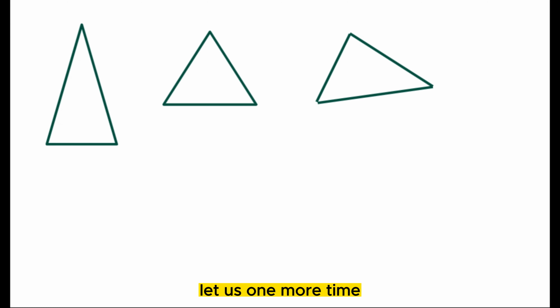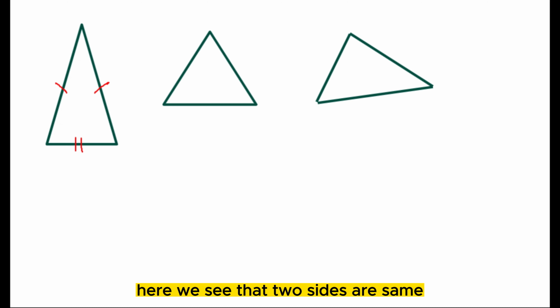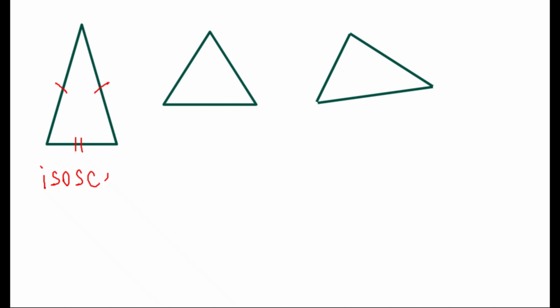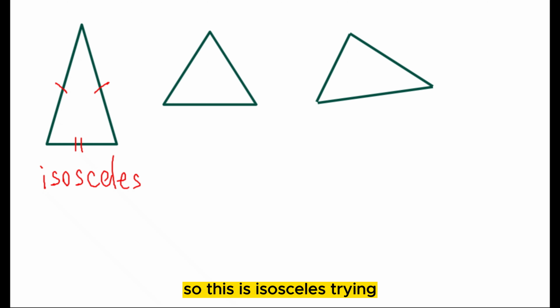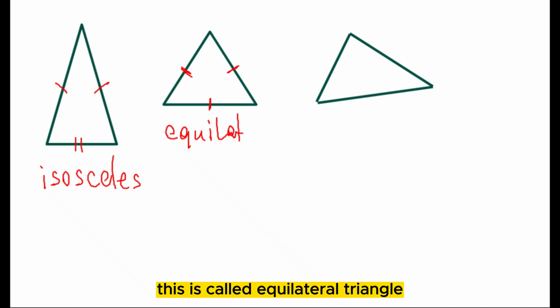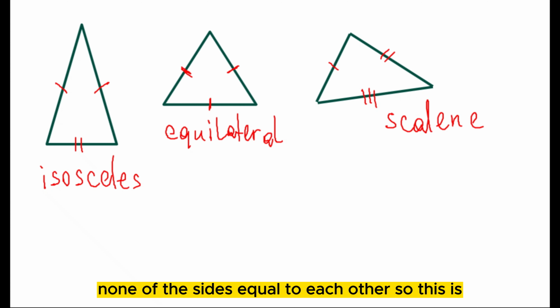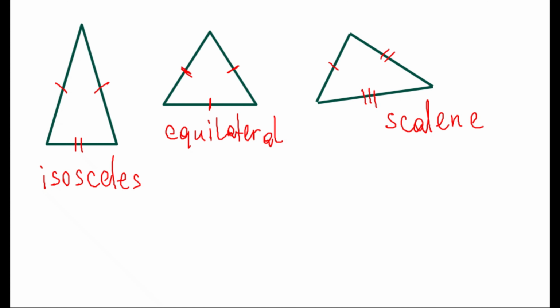Let us go one more time to find out their types according to their sides. Here we see that two sides are same and another one is not. So this is isosceles triangle. Here we see that all sides are same. This is called equilateral triangle. Here we see that none of the sides are equal to each other, so this is scalene triangle. Okay.